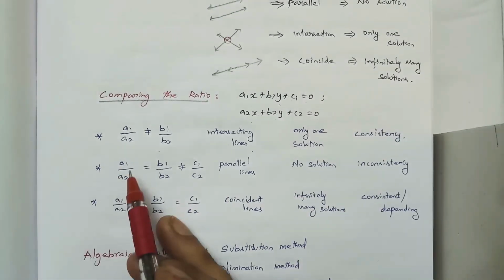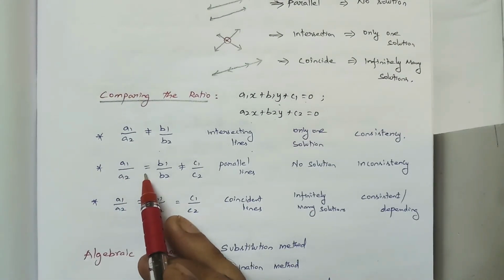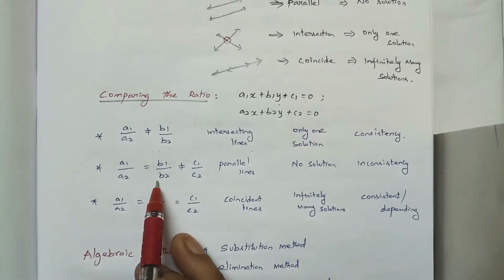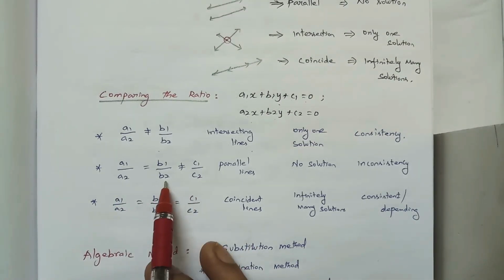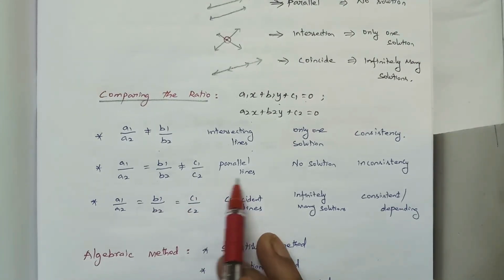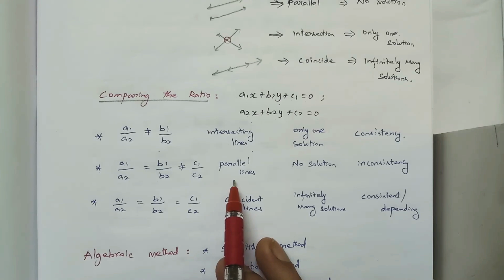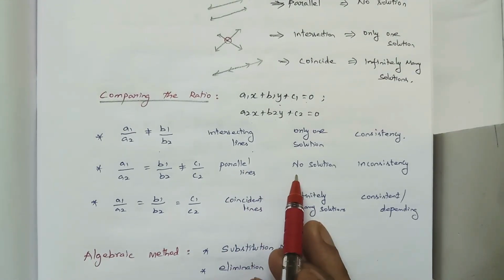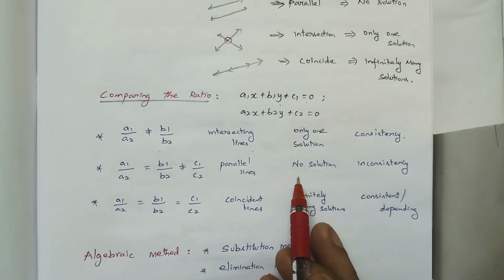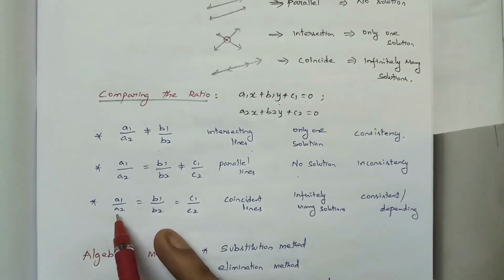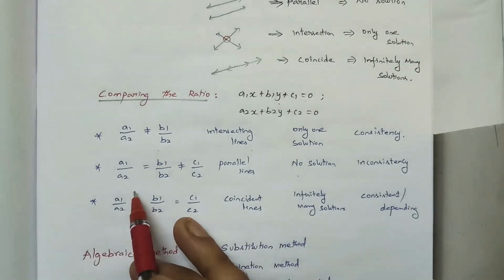Consistency. And next, a1 by a2 is equal to b1 by b2, not equal to c1 by c2. These two are equal and the last two ratios, b1 by b2 and c1 by c2, are not equal. Then it will be parallel lines. If it is a parallel line, then how many solutions? No solution. If it is no solution, then it is inconsistent.